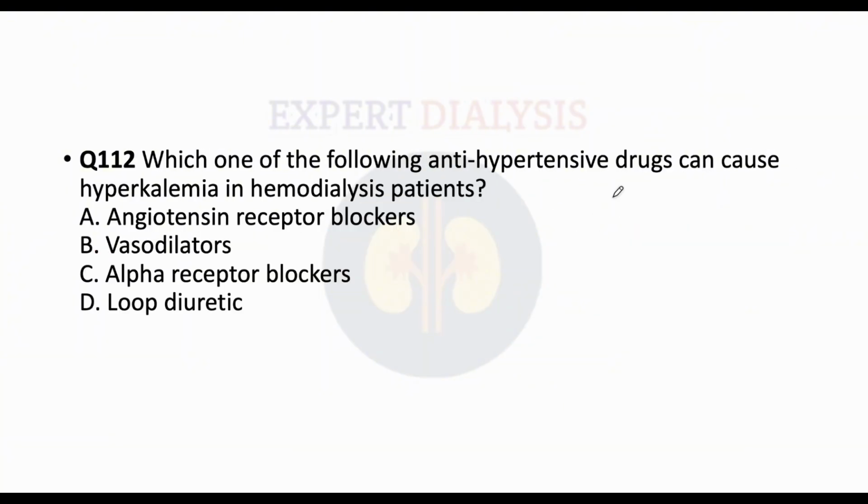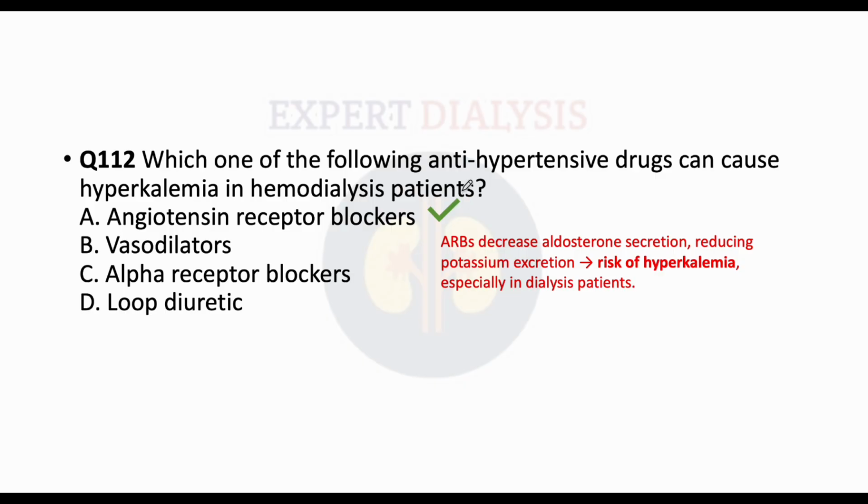Moving ahead to the next question, it says which one of the following antihypertensive drug can cause hyperkalemia in hemodialysis patients? So here we have to tell which antihypertensive drug can cause hyperkalemia. So option A is angiotensin receptor blocker, option B is vasodilator, option C is alpha receptor blockers, and option D is loop diuretics. So the right answer is option A.